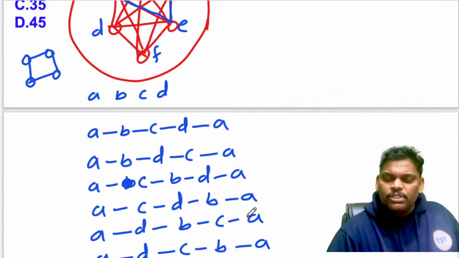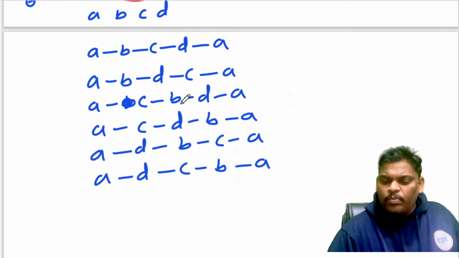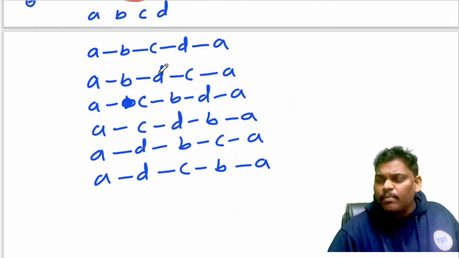Let us assume that out of 6 people, selecting 4 people, I selected A, B, C, D. How many cycles? Because it is a complete graph, every combination of edge is there.